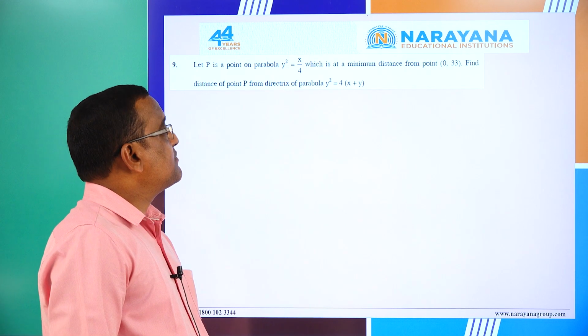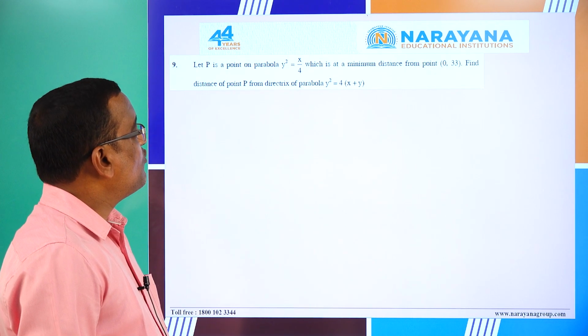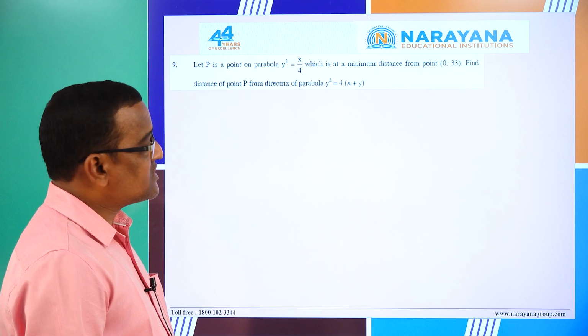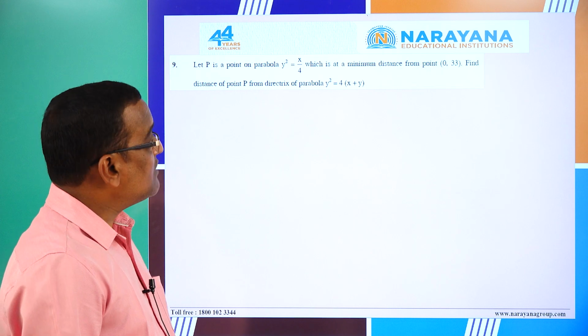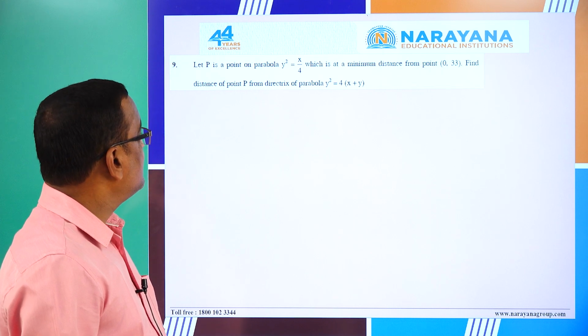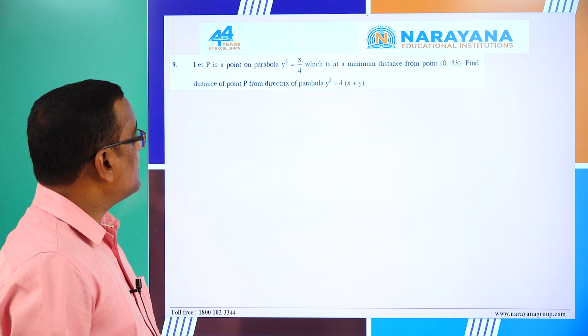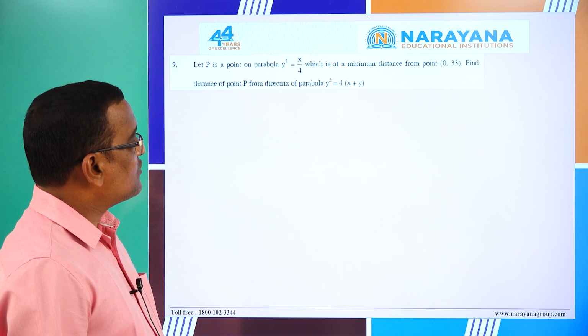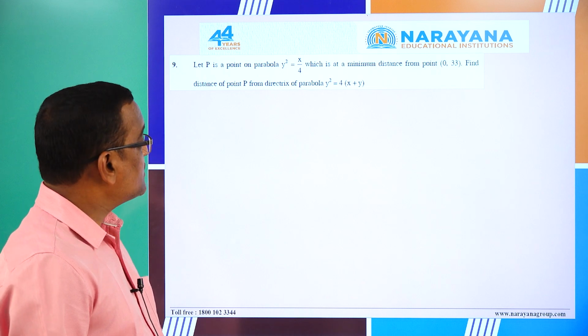Let P be a point on the parabola y square is equal to x by 4, which is at a minimum distance from the point 0, 33. Find the distance of P from the directrix of the parabola y square is equal to 4 into x plus y. First, you have to find out P.